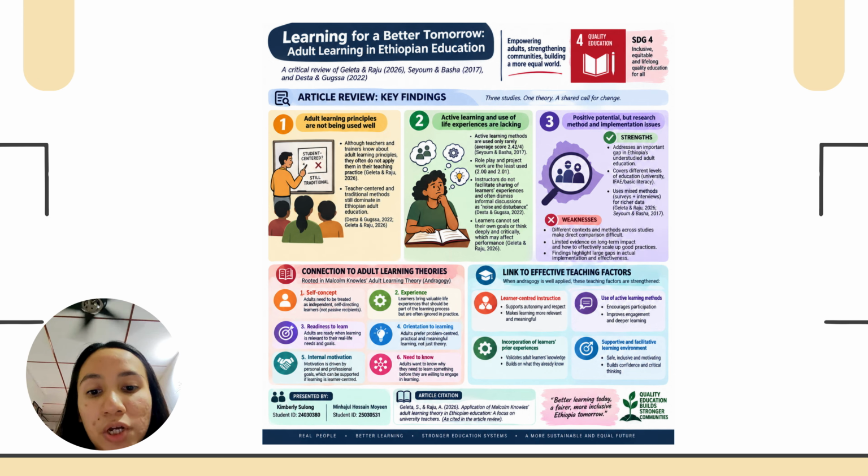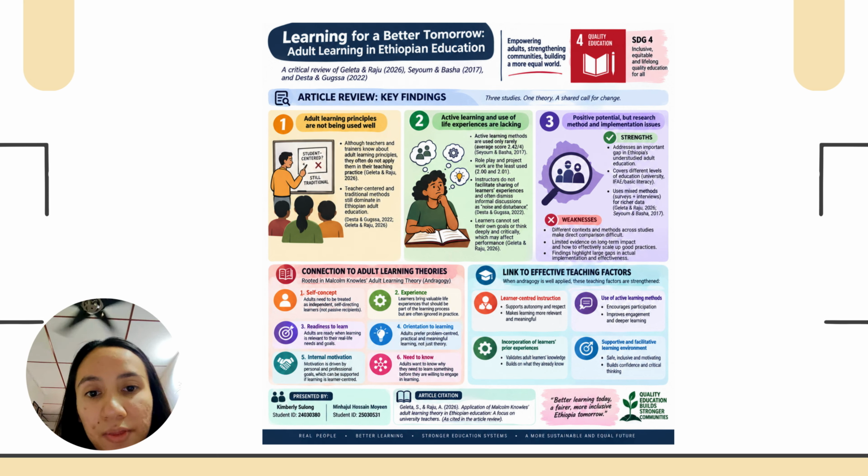Other than that, we also synthesize findings from 2 context studies, which are Seyum and Basha as well as Desta and Guksa. Seyum and Basha 2017 conducted a quantitative survey among 800 adults across adult education programs in Eastern Utopia. Meanwhile, Desta and Guksa evaluated the integrated functional adult education program using qualitative observation and interview methods in the Amhara region. This is also in Utopia.